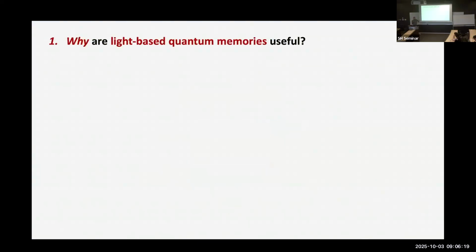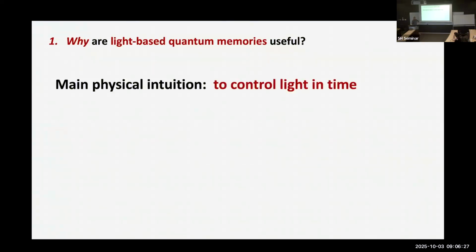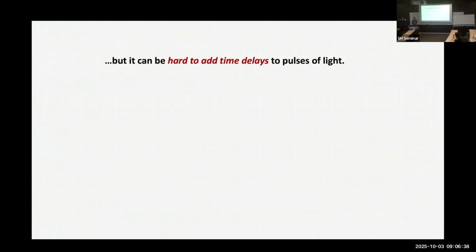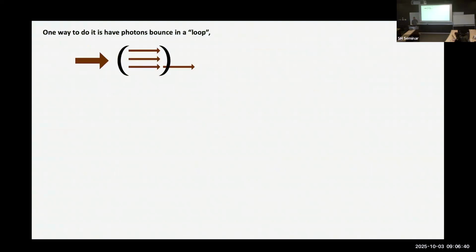Now, let's stop for a second and ask, okay, but why are we talking about light-based quantum memories? What are they useful for? The main intuition, very simple. It's to control light and time. If we have two pulses and they're out of sync, we need to delay one to get interference. And that can actually be hard.